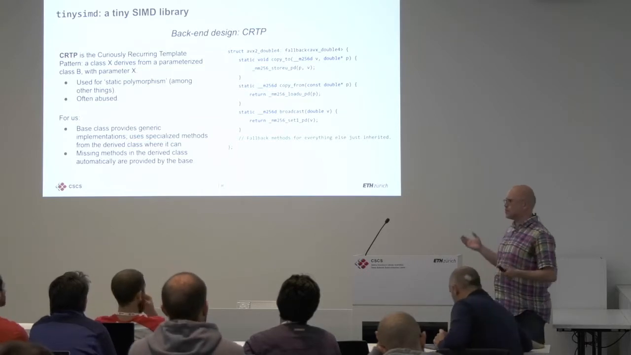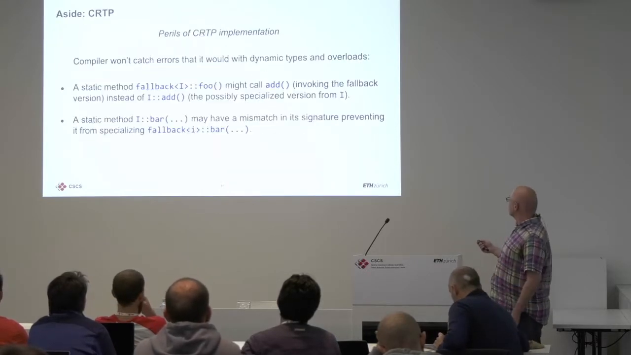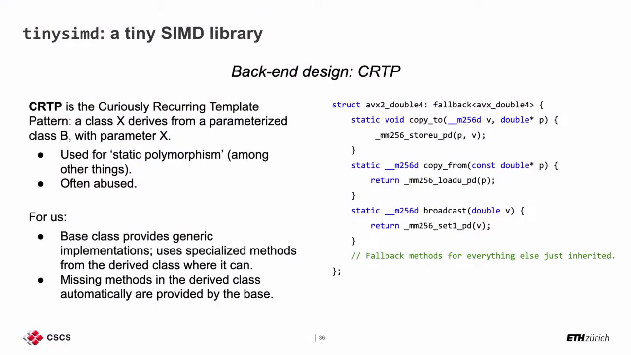It turns out it's not actually circular. The fallback class here is just a class. It doesn't contain an AVX244. It doesn't have to know much about it. It's still curious, though.